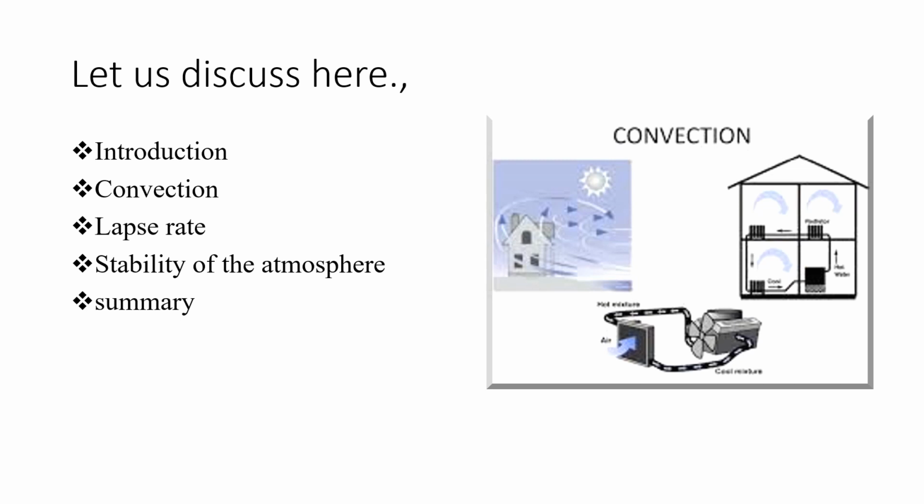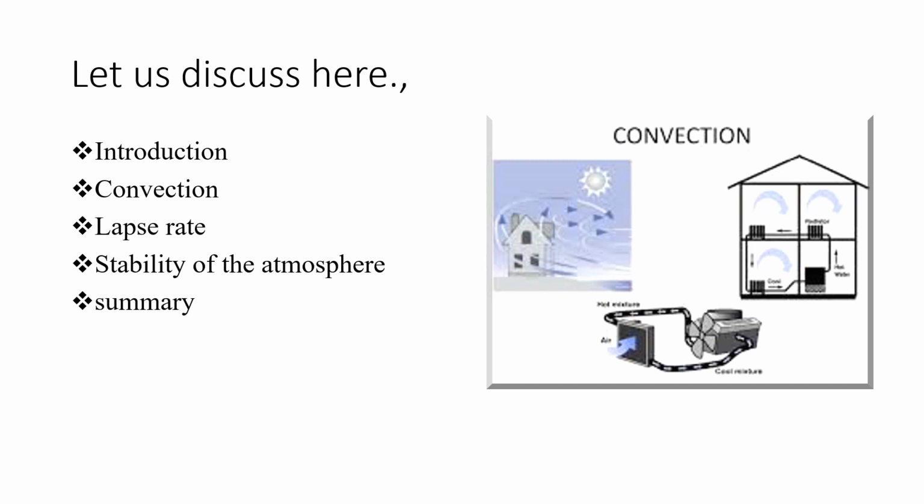So let us discuss the introduction to convection, followed by the lapse rate, what is called the lapse rate, because of the lapse rate measurement the stability of the atmosphere is estimated, how the stability of the atmosphere is estimated. Finally, a summary of today's idea. This convection process diagram shows that the total atmospheric heat energy is transferred from one layer to another layer by the method of convection.